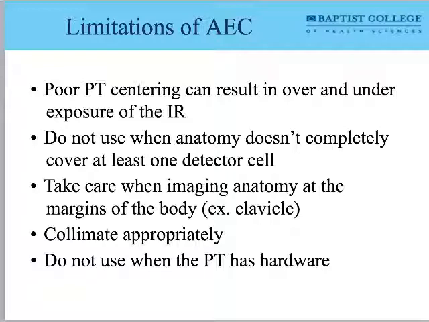So we need to take special care anytime we're imaging anatomy on the margins of the body, like a clavicle. It's going to be really hard to get a good AEC technique on a clavicle. Why? Because part of the photocell is going to be poking up over the patient's shoulder, right? So we see that on page 417. Poor use of an AEC results in underexposure to a clavicle of all things. There's no reason we would ever need an AEC on a clavicle. We just need to know what the clavicle technique is.